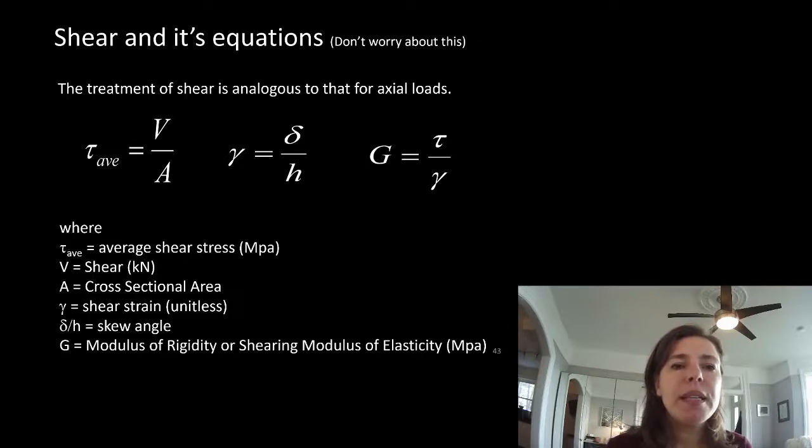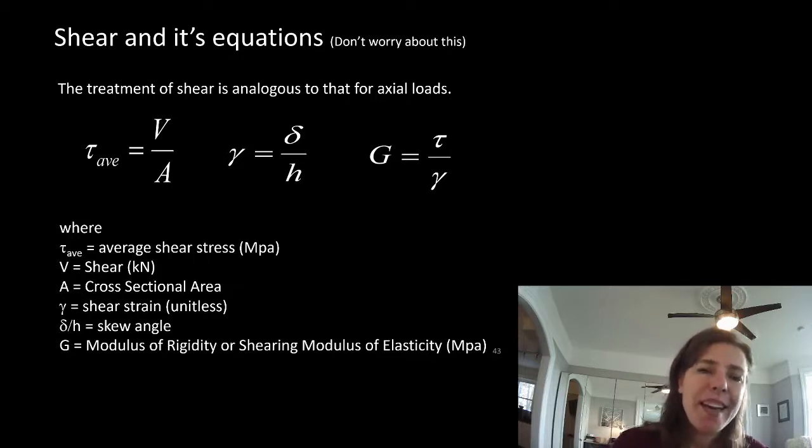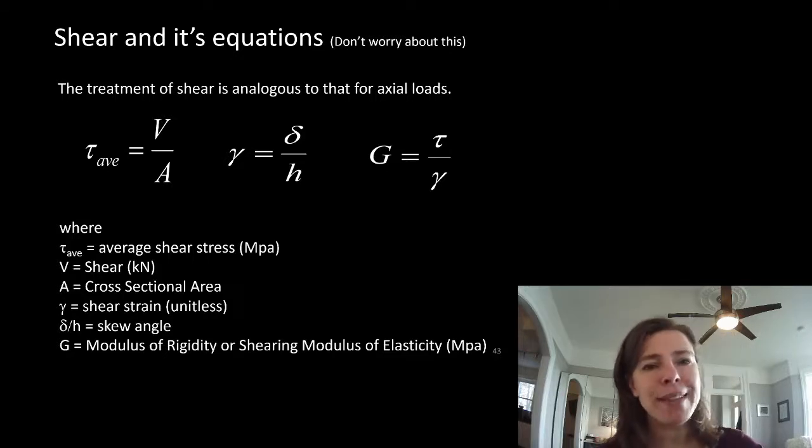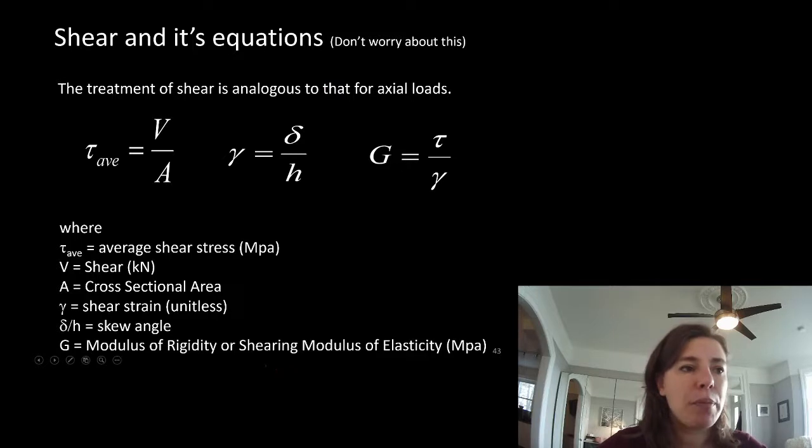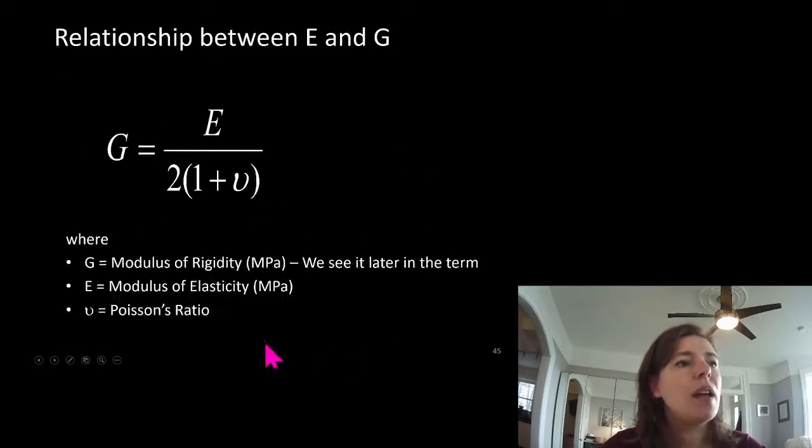But I wanted you to at least know that I just didn't make G up. It comes from something, and it comes from everything we're going to do in axial loads and everything we're going to do in bending loads. We're not going to do it in shear, but it's very similar to axial, and G comes out of that process. The relationship between G and E looks like this.